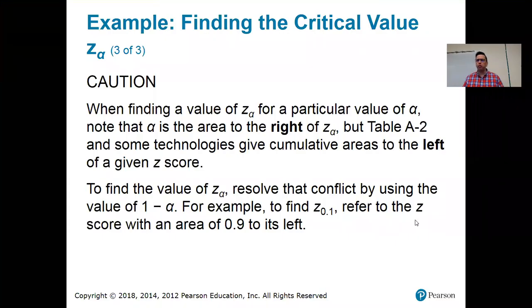So here they're just warning you, remember that alpha is the area to the right, but the table is set up for area to the left. So your first step when you're finding this mystery z-score is to find the complement of the area that's given. 1 minus the area that's given.